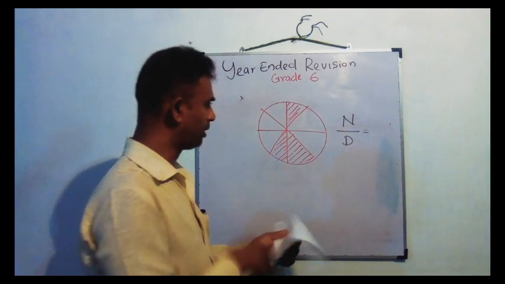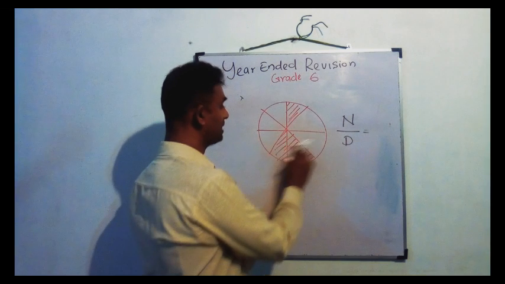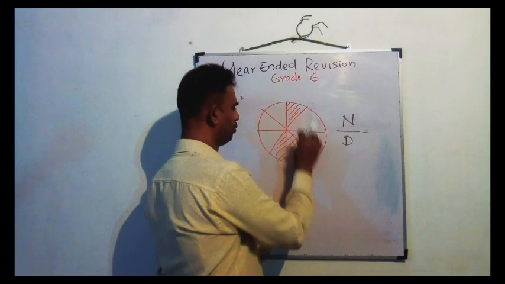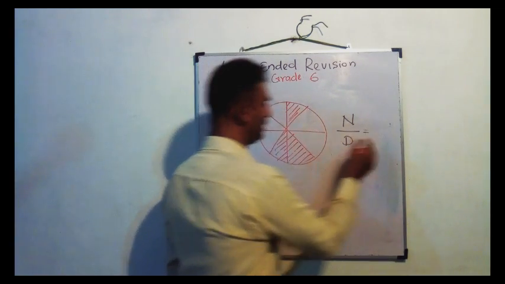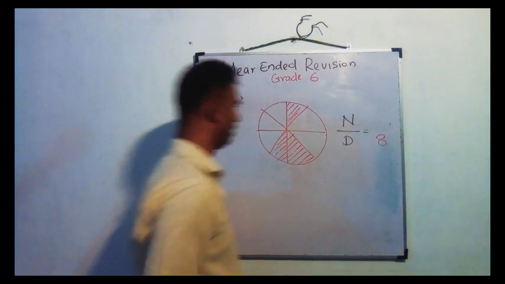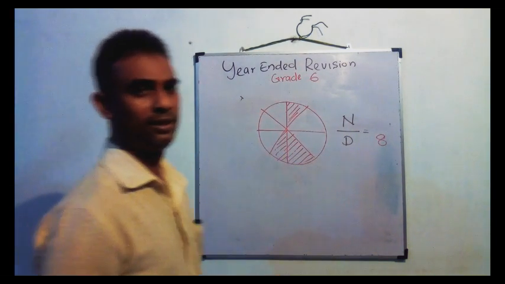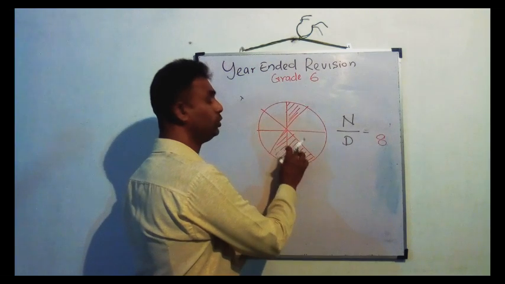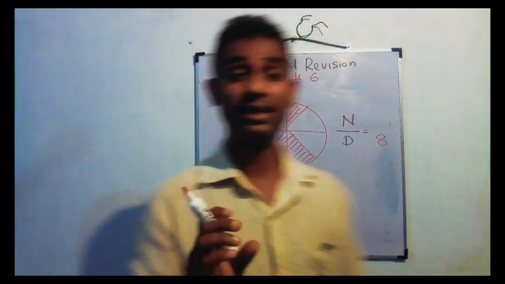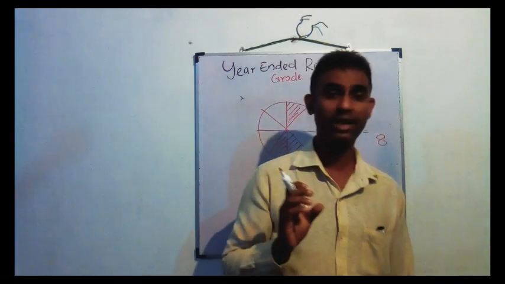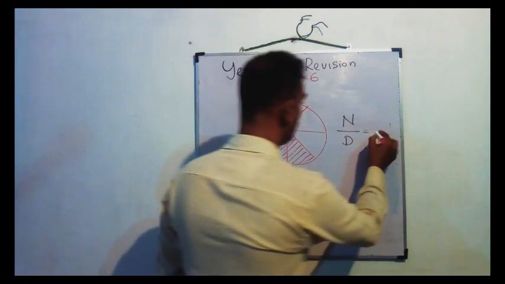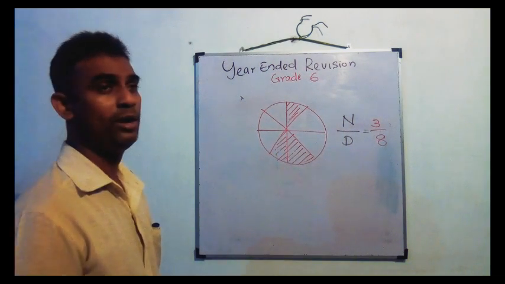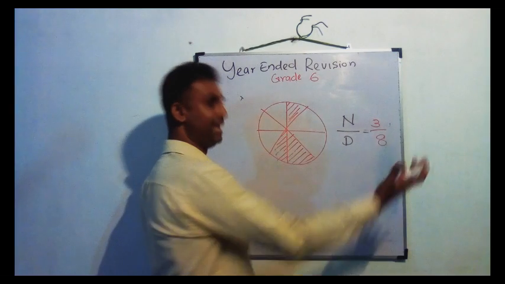The total part of the circle we consider as the denominator. The total equal parts: 1 2 3 4 5 6 7 8, so 8. Yes, numerator. We consider the numerator as the shaded area, like 1 2 3. Shaded areas we consider as the numerator. Therefore, the answer is 3 upon 8, or 3/8.